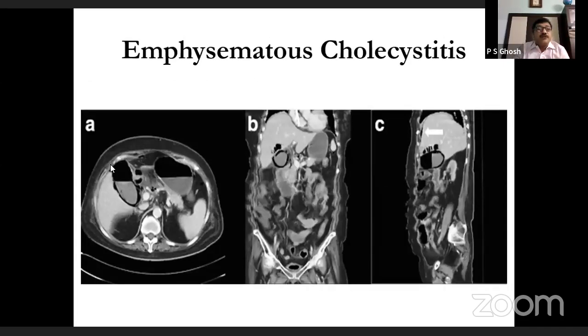Now, this is a beautiful picture of emphysematous cholecystitis, where we can see air around the gallbladder, and if you follow, there is air within the liver parenchyma as well, and some free air inside the peritoneum.